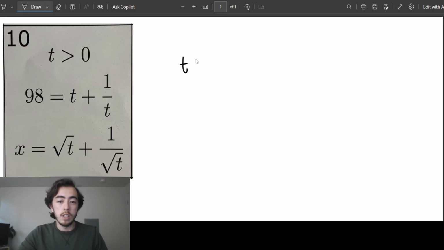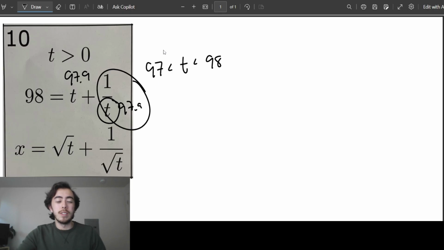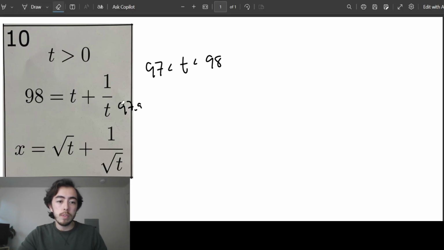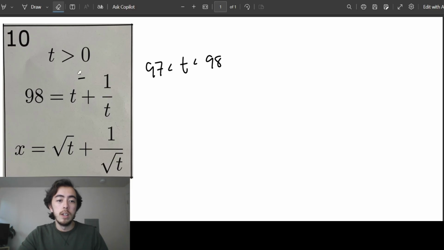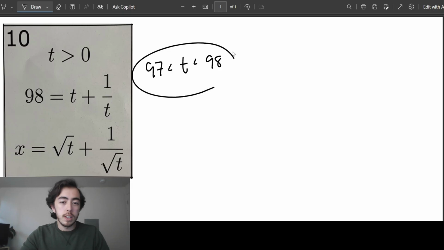So I know that t has got to be somewhere between 97 and 98. If we put 97.9 right here, this number is going to be small enough to help bring this one up to 98. And if we tried plugging in a 97 here and a 97 there, that's too small because 97 plus a fraction doesn't get us to 98. So I would be pretty certain to put 97.8 here, even 97.9. t's got to be really close in value to 98, but not exactly 98. So that's strategy one. We know roughly what t is.